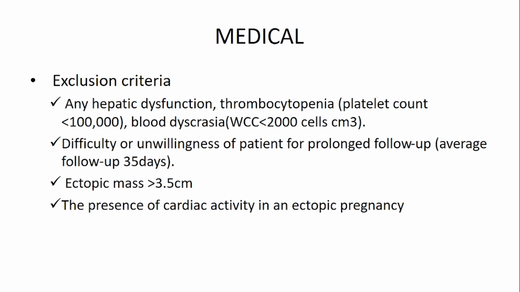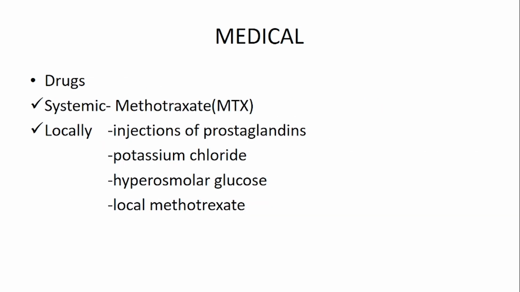Other exclusion criteria: if the ectopic mass is greater than 3.5 centimeters, and of course, if there is any presence of cardiac activity in the ectopic. What are the drugs that are used? The common drug that we use is methotrexate, which is an antifolate. It could be used locally or systemically. Locally, it is injected into the sac of the ectopic under ultrasound guidance. Other options of feticide include prostaglandin, potassium chloride, hyperosmolar glucose, and local methotrexate.